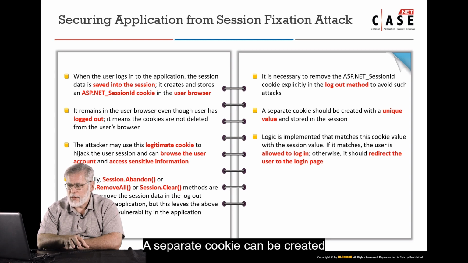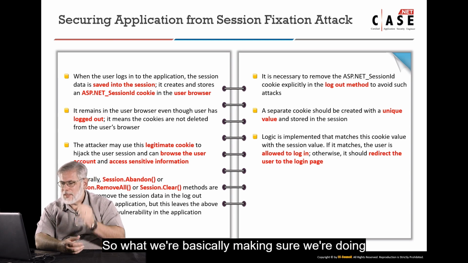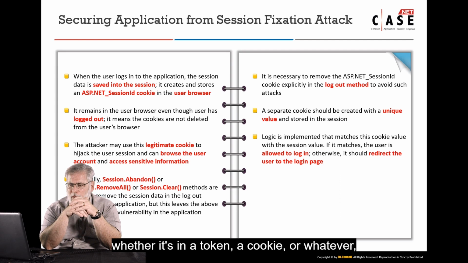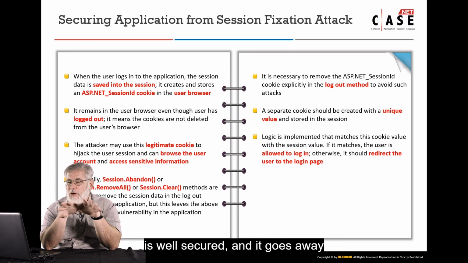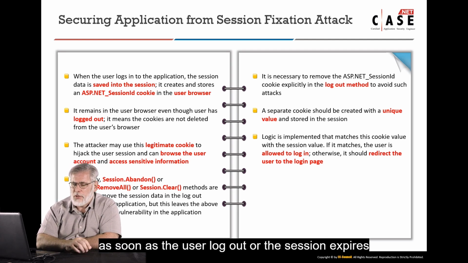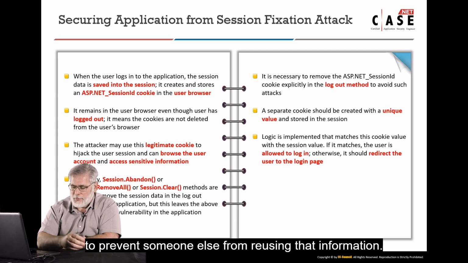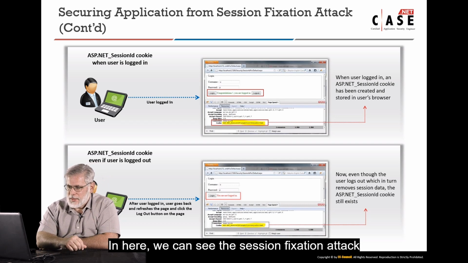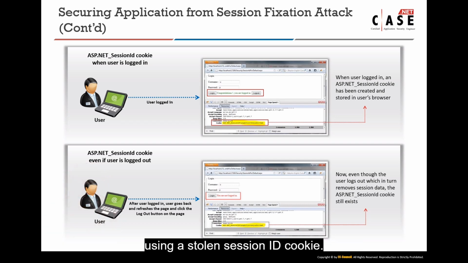A separate cookie can be created with a unique ID and stored in that session. So what we're basically making sure we're doing is ensuring that the session identifier, whether it's in a token, a cookie, or whatever, is well secured, and it goes away as soon as the user logs out or the session expires to prevent someone else from reusing that information. And here we can see the session fixation attack using a stolen session ID cookie, and you can see the process of how that works.